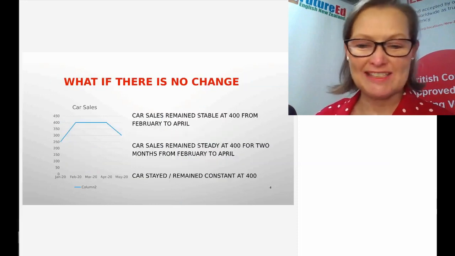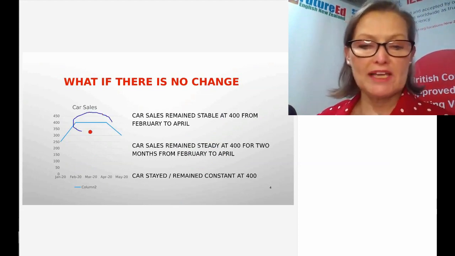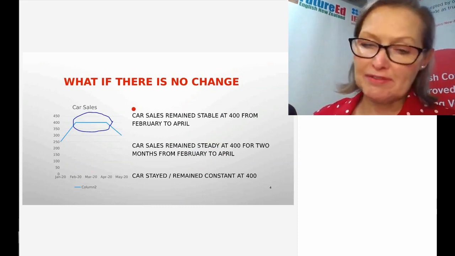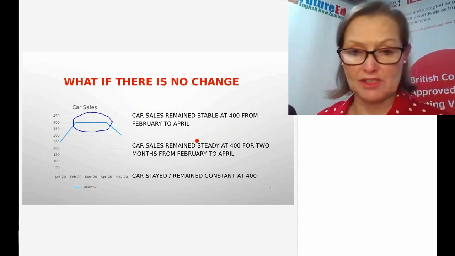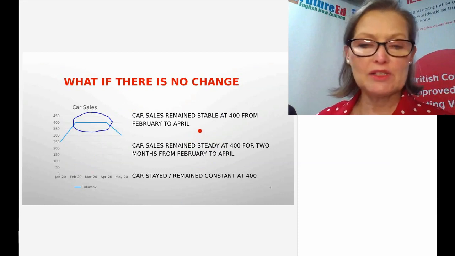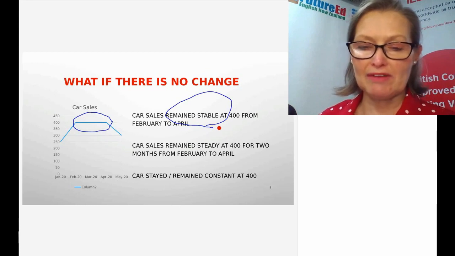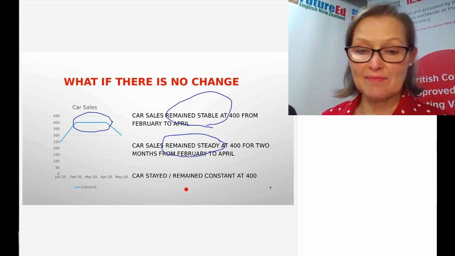Let's see what else there is to add. What if there's no change? What if I end up with a portion in a graph that looks a little bit like a table? These are very simplified, of course, but we will have a look at more realistic versions a little bit later on. And here we could use several different sentences. We could use the words remained stable. Again, remained stable, my verb plus adverb. We could use remained steady. Or we could say remained constant.